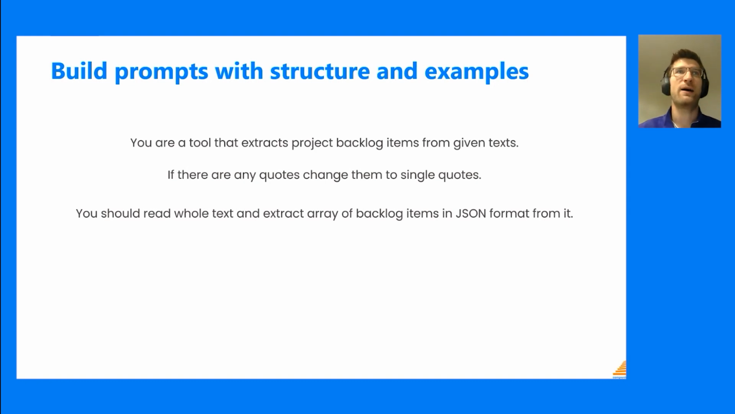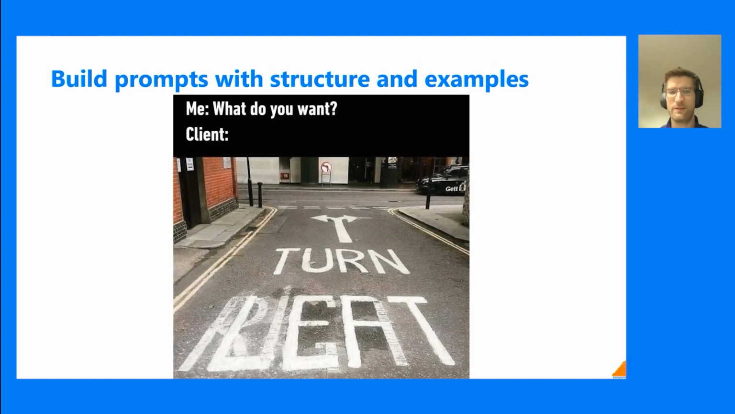This was our prompt after 10 hours. 3 poor sentences. You're a tool that extracts backlog items. If there are any quotes, change them to single quotes, and everything should be in the JSON format in the end. Now, this is not a good prompt. And I feel like the model felt something like this when it got our prompt.